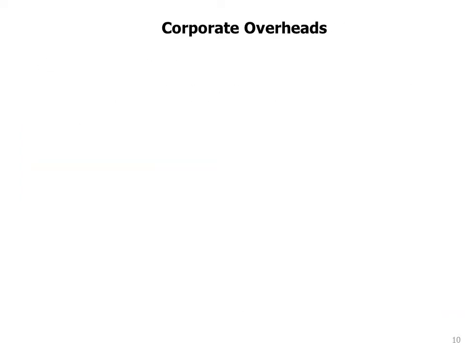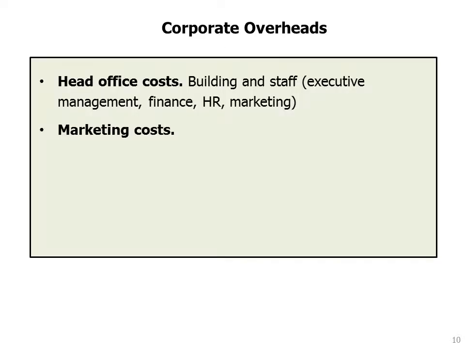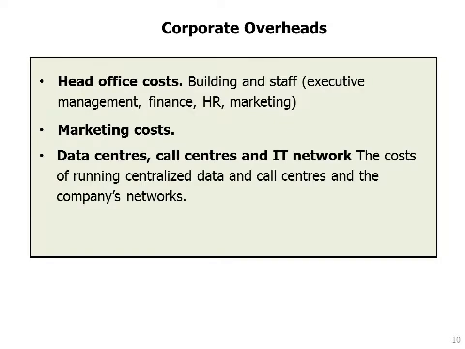Corporate overheads are costs which cannot easily be matched against revenues from the sales of goods. These costs are reported under other operating expenses, and examples of such costs may include the following. Head office costs are the cost of the buildings themselves, head office staff, executive management, people working in the finance division, human resources, marketing, the actual marketing costs where they cannot be allocated directly to products, centralized data centers, call centers, and IT networks.